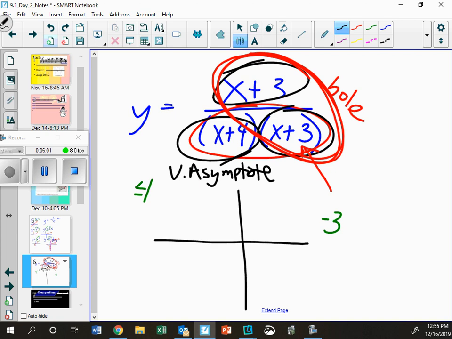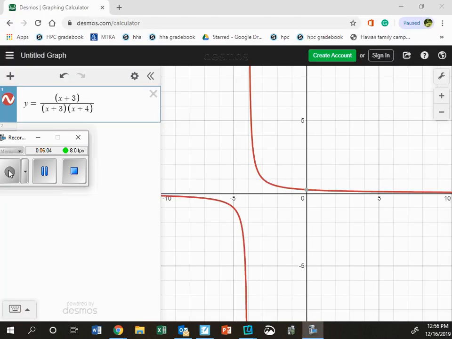I'm going to pause for a second. Okay, so I've pulled this up on a website called Desmos, and I've graphed x plus 3 over x plus 3, x plus 4. And can you even see the asymptote? Like, is it a dotted line that's visible to you? No, but can you see where it must be?